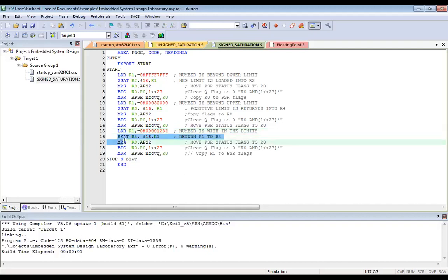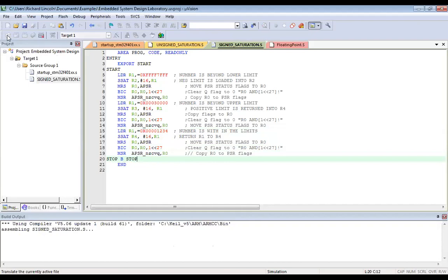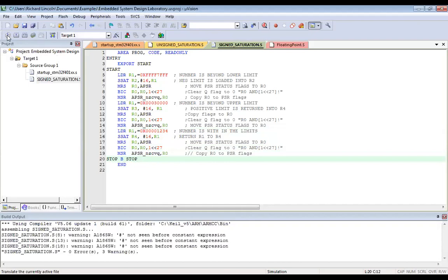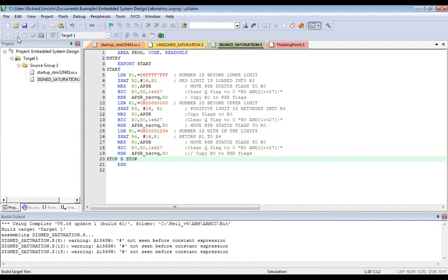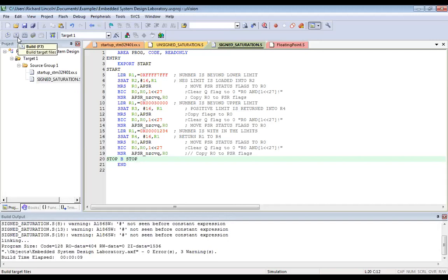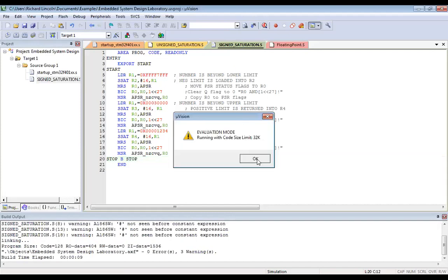So same thing, comparison. Moving the value to R0 and comparing it with the values here. R0 is moved to the flags, and then it stops branching. So we will see how this is executed. Let me just save it, translate. 0 errors, which is good. We'll get into build. 0, that's fine. Get into debug.